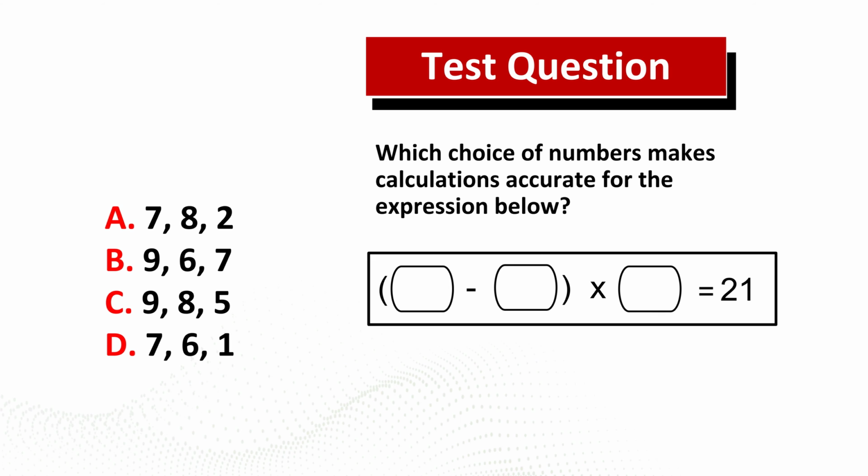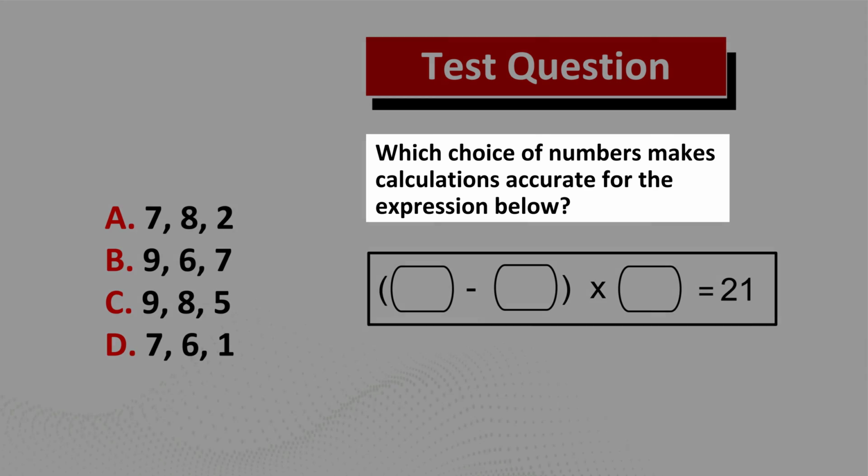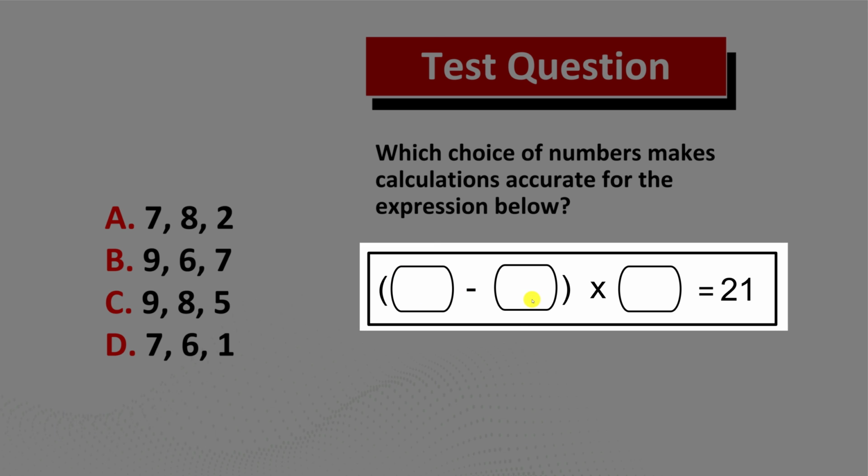And now, here's the question for you to try. Which choice of numbers makes calculations accurate for the expression below? And you have an expression. Two numbers in parentheses multiplied by a third number equals 21. And for the two numbers in parentheses, you subtract the second number from the first number.